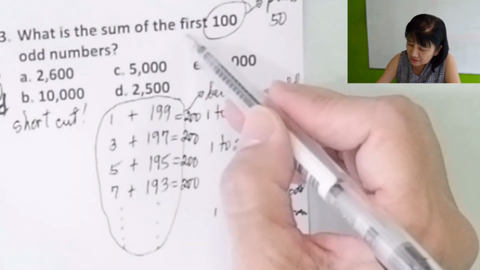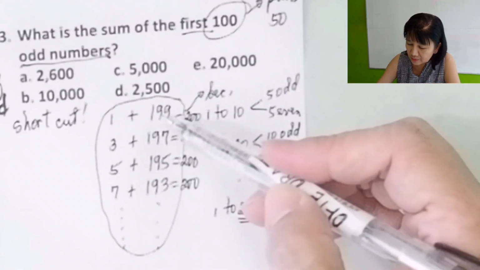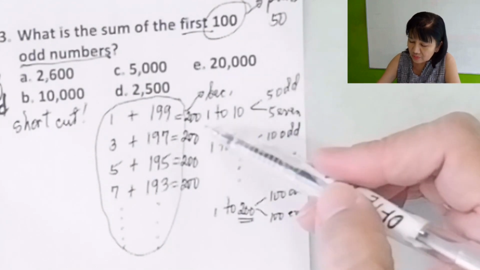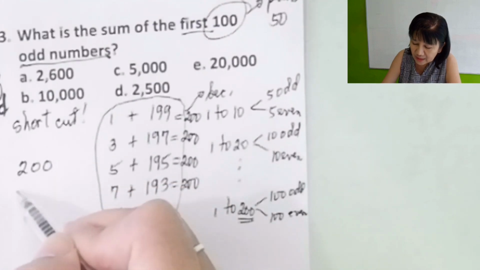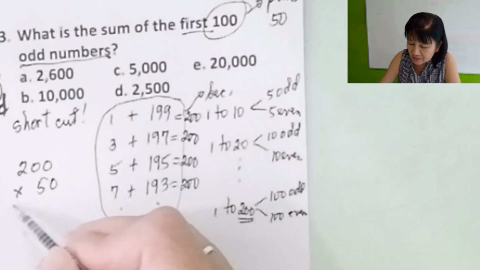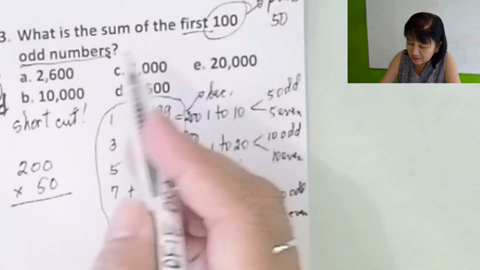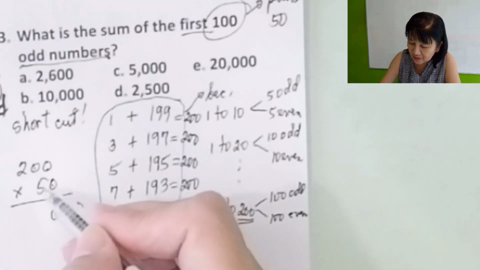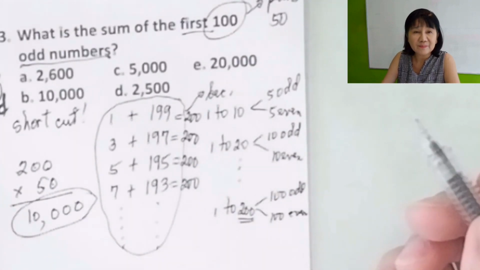If we have to consider the first 100 odd numbers, how many pairs are we going to have here? We're going to have 50 pairs. So, to take a shortcut, each pair will always have a sum of 200 and then there are 50 pairs in all. So, multiply them, you have the sum of the first 100 odd numbers. 5 times 2 is 10. So, the sum is 10,000.